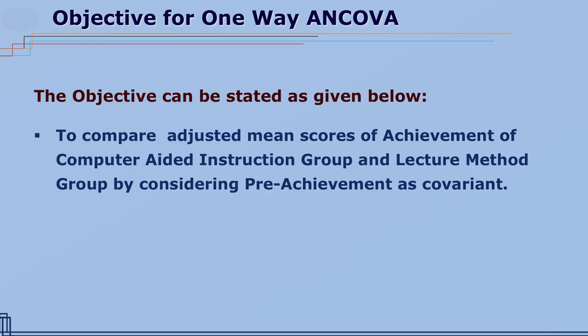Now, how to write objectives for one-way analysis of covariance? The objective can be stated as given: to compare adjusted mean scores of achievement of computer-aided group and lecture method group by considering pre-achievement as covariate.